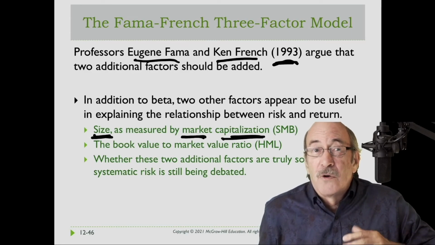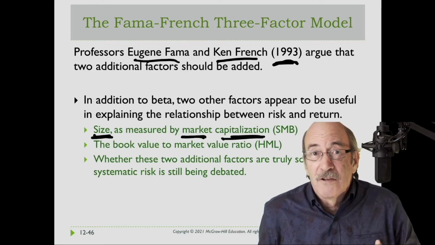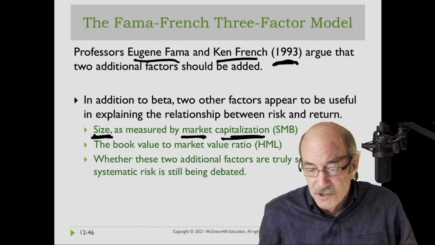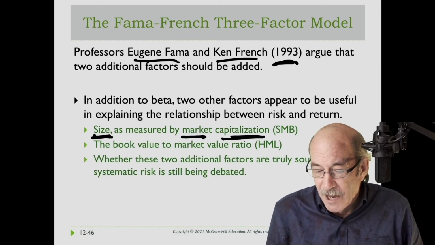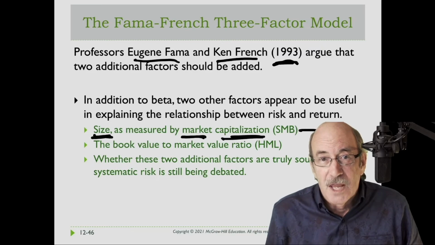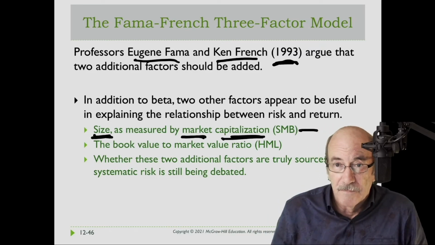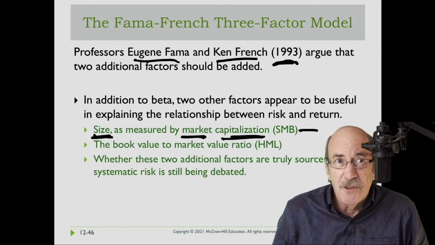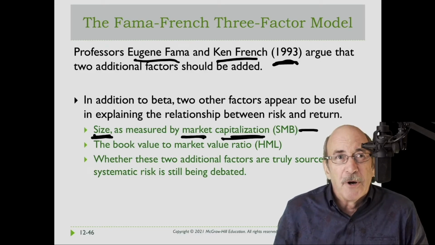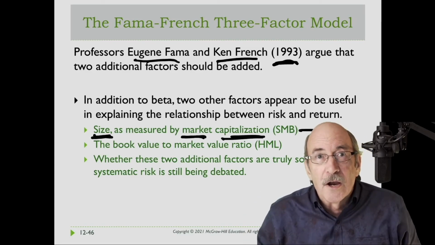So they argued that, well, we ought to have a factor that accounts for size. So they said, okay, we add that factor, small minus big, SMB. And then another feature that we saw regularly in the empirical data. Remember, theory doesn't come out of nowhere.